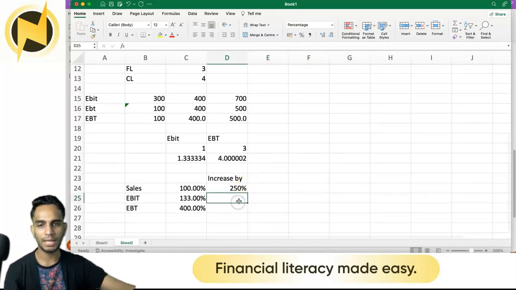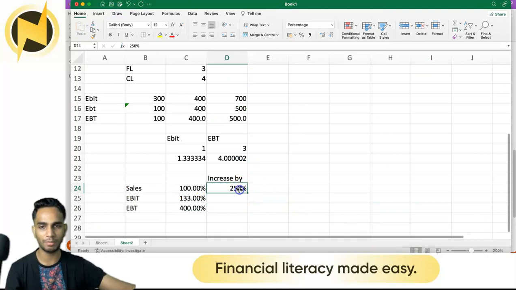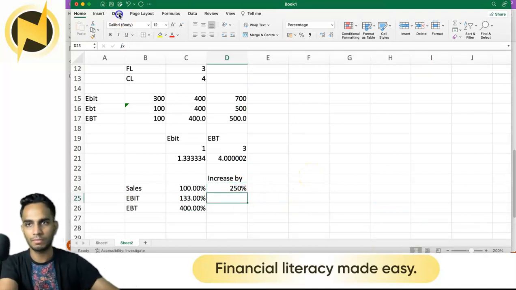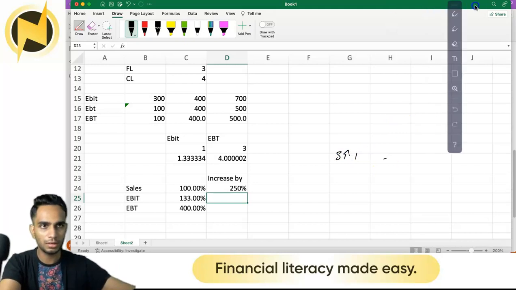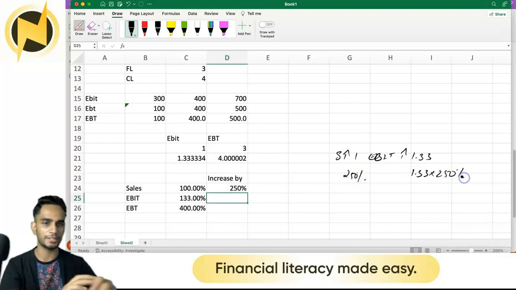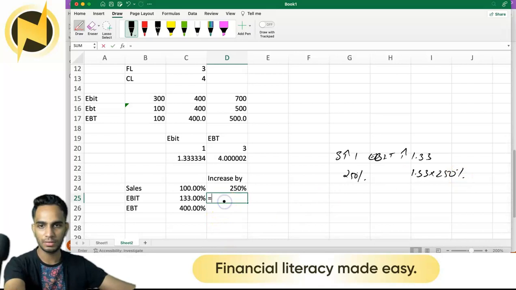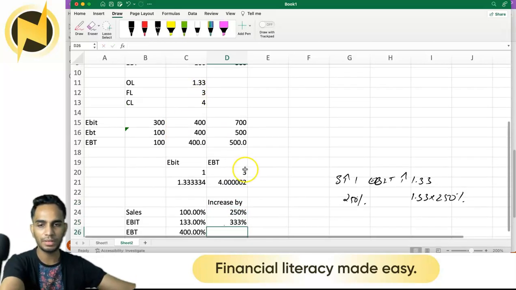If that's the case, my EBIT will increase by how much? My EBT will increase by how much? It said when sales go up by one time, EBIT will go up by 1.33 times. So sales went up by 250%. If sales increase by 250%, EBIT will increase by 1.33 into 250%. So here it will be 250 into my operating leverage of 1.33. That will give me 333.33%.